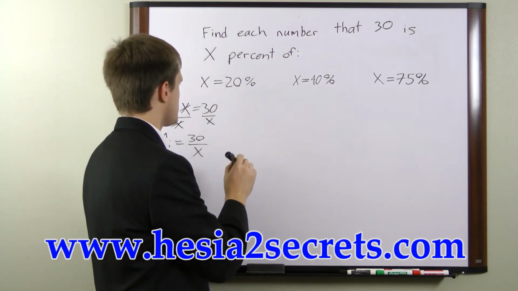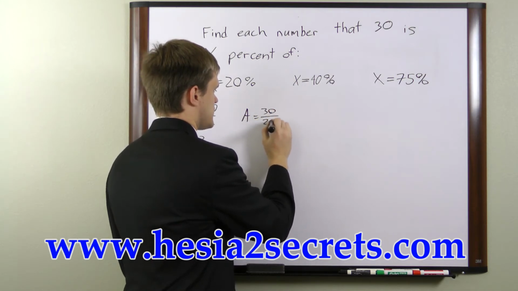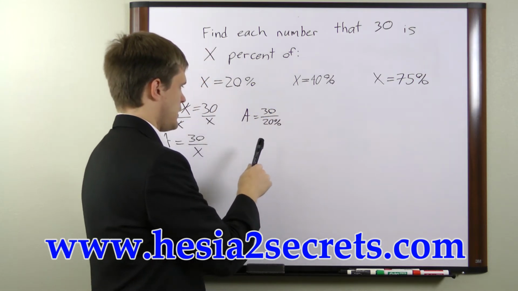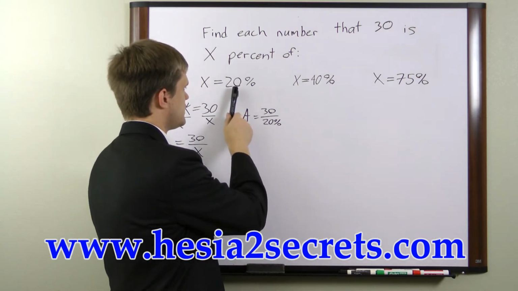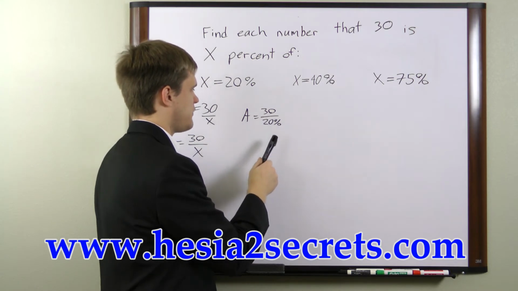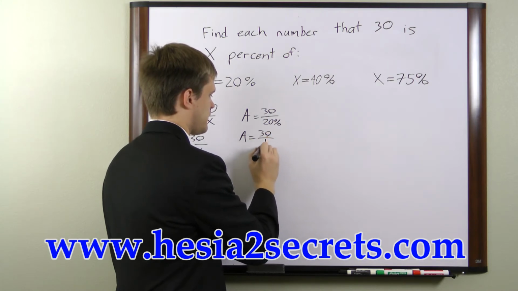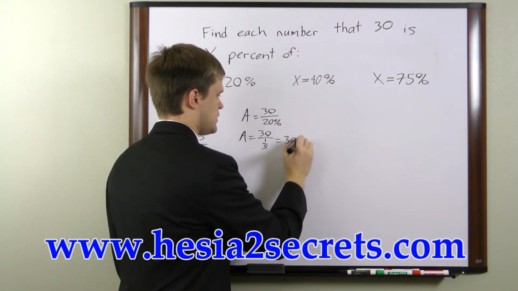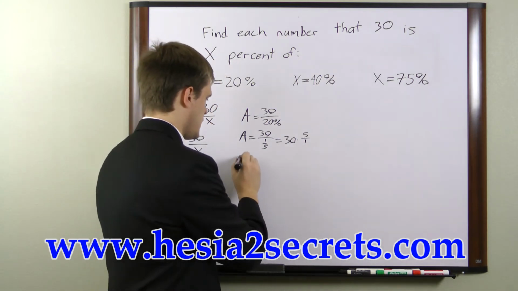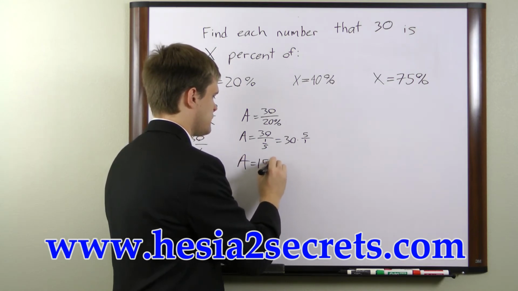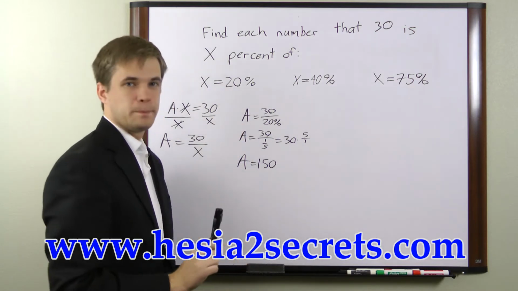So for x equals 20%, we can say that a equals 30 over 20%. Now it's going to be easiest to work with fractions in this case. So the fractional equivalent of 20% is 1 over 5. So we can say that a equals 30 over 1/5, or 30 times 5 over 1. Now if we multiply this out, what we find is that a equals 150. So 30 is 20% of 150.